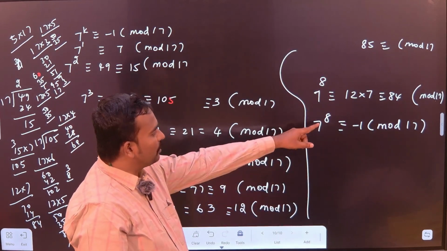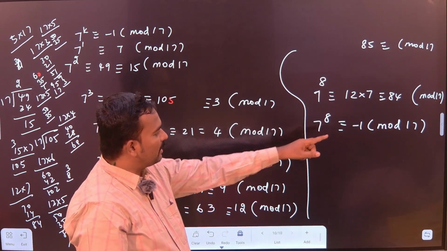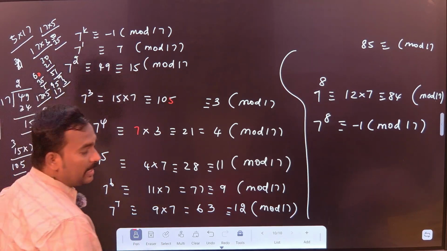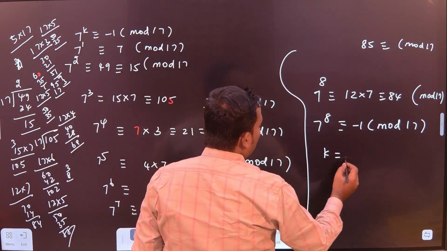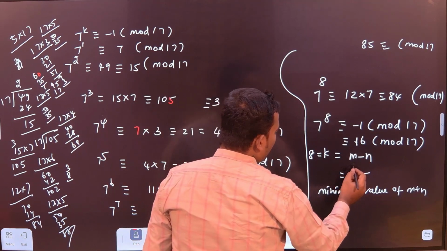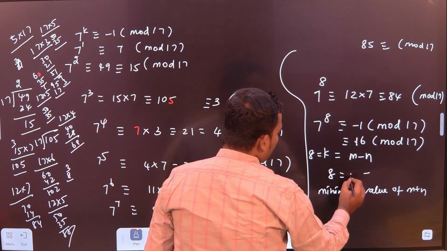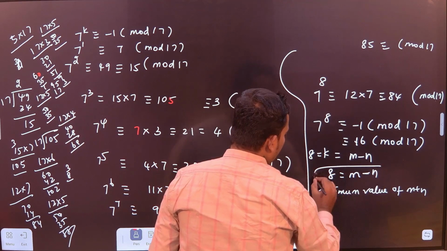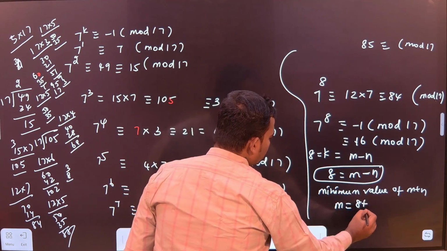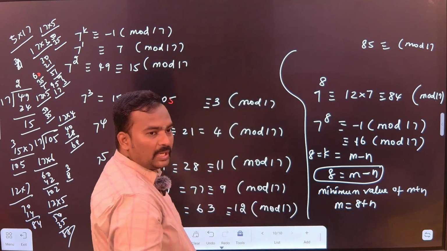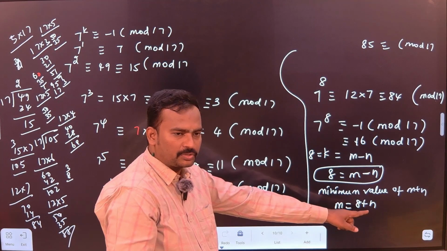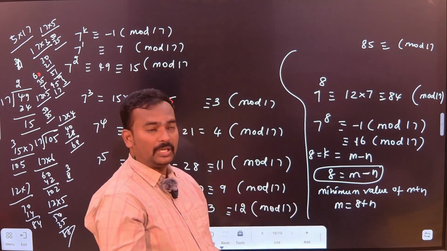So we need that only, right? So which values of k you can choose, that you will get minus 1, right? We need that only, no? So 8 only possible. Here is 8, k is what? So m minus n you can choose here. So 8 is equal to m minus n, right? So from this, how to write m? 8 plus n. So we need the minimum value of m plus n, which means the smallest value of n you have to choose. Then only the sum will be the minimum, right?